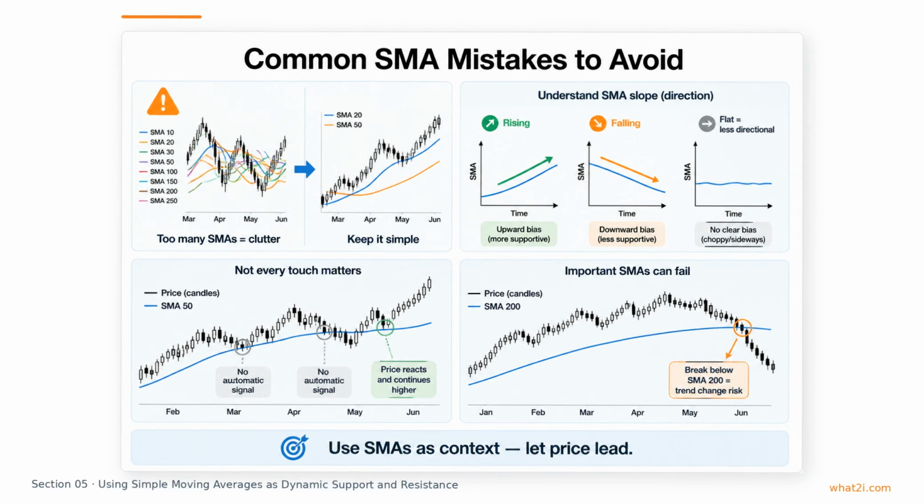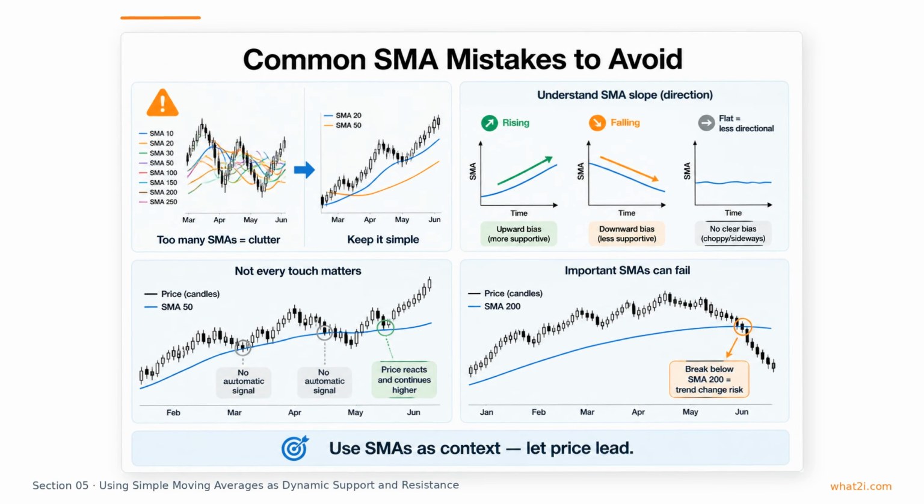Moving averages are helpful, but they are easy to misuse. One common mistake is cluttering the chart with too many SMAs, which makes it harder to see what really matters. Another is ignoring the slope of the average. A rising SMA, a falling SMA, and a flat SMA do not carry the same message. Traders also get into trouble by treating every touch like a signal, even when price shows no meaningful reaction there. And it is important to remember that even widely watched SMAs can fail. The best approach is to keep the chart simple, watch how price behaves, and use the SMA as context rather than as an automatic answer.